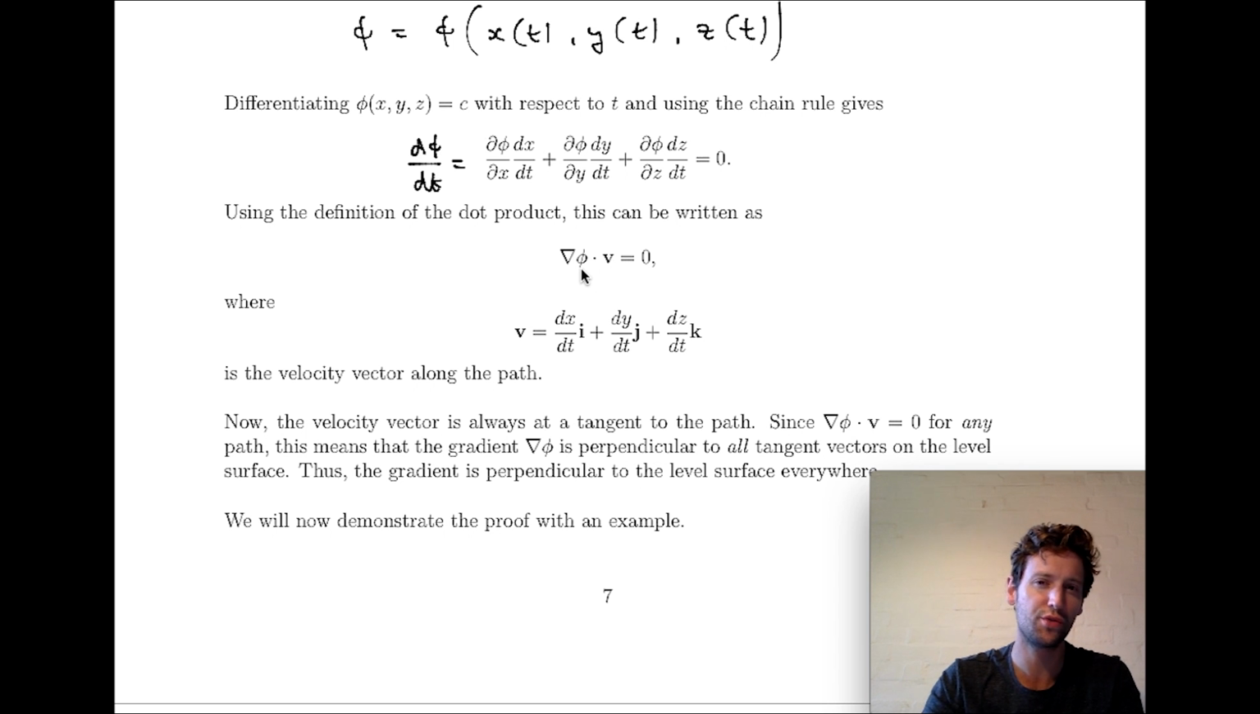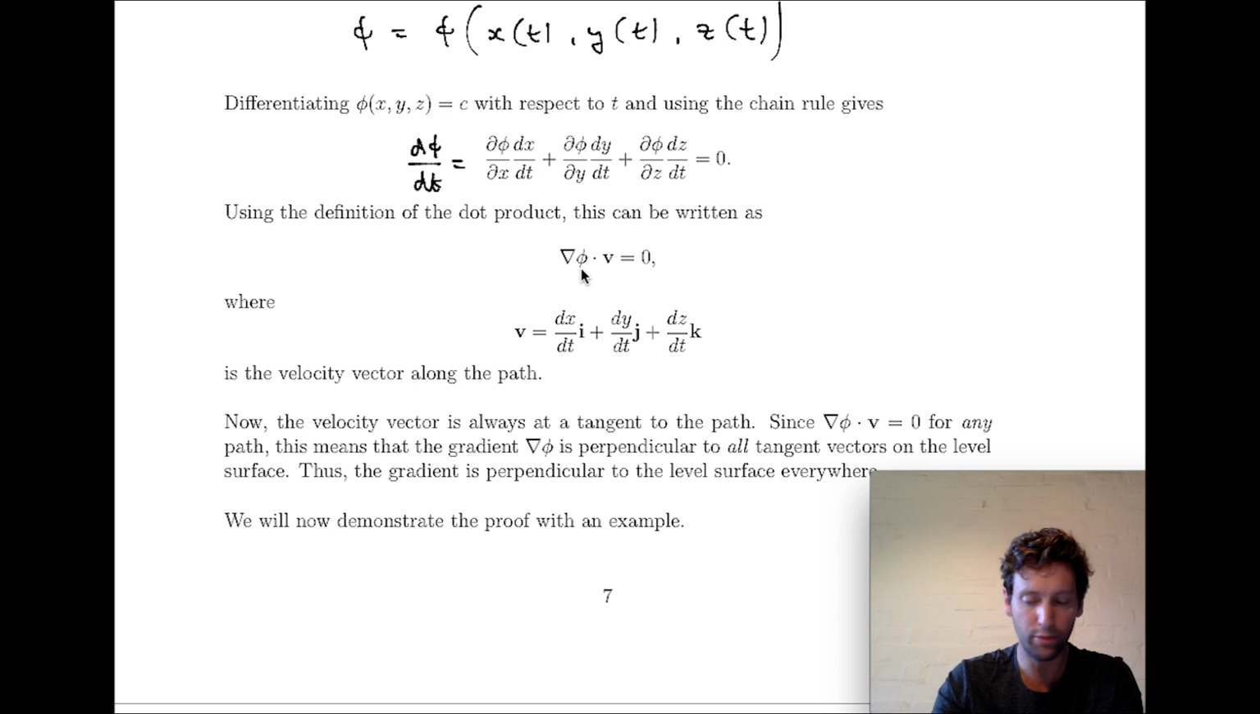Now, since this is true for any path in our scalar field, in our level surface, that means that the gradient of phi is perpendicular to every possible tangent vector on the level surface, which means that the gradient vector is always perpendicular to the level surface at every point.